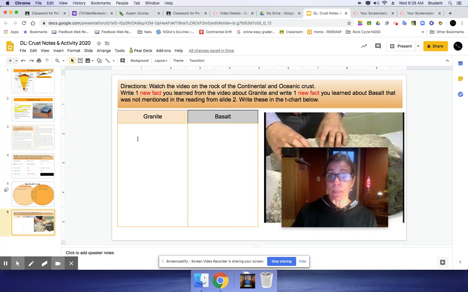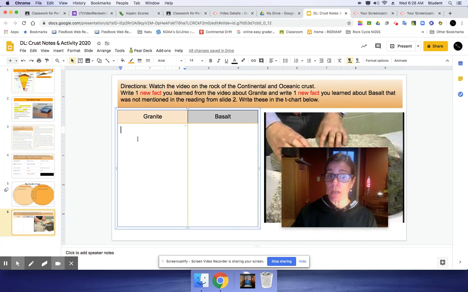Please type in the T-chart below. Please type in a complete sentence too, boys and girls. Please remember you're not texting me, so don't give me some text slang. I would like a nice complete sentence with capitalization and end punctuation. Okay, so that's today's lesson, learning a little bit more about the Earth's crust and applying that physical property of matter, density, to the Earth's crust. Have fun.